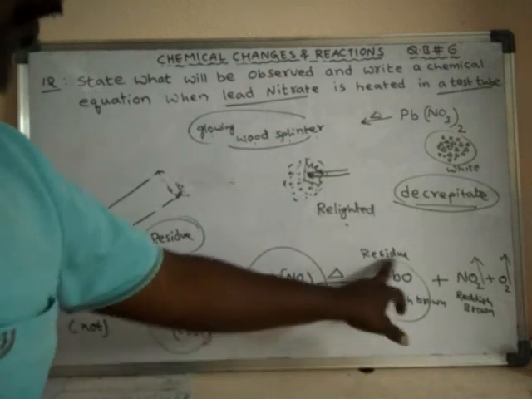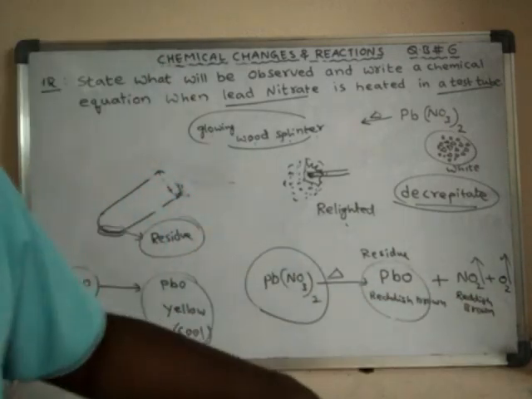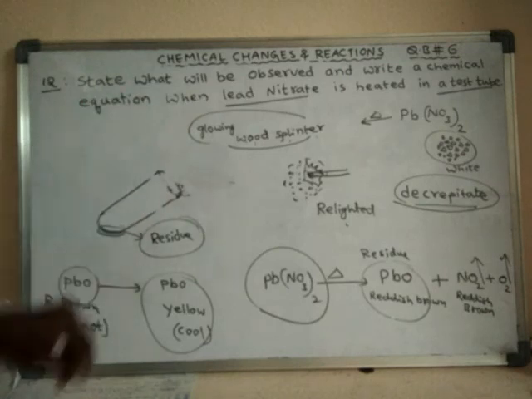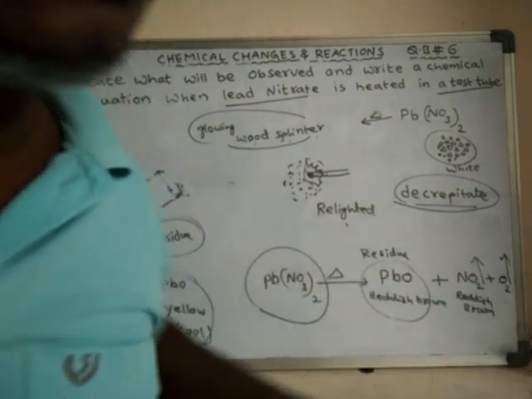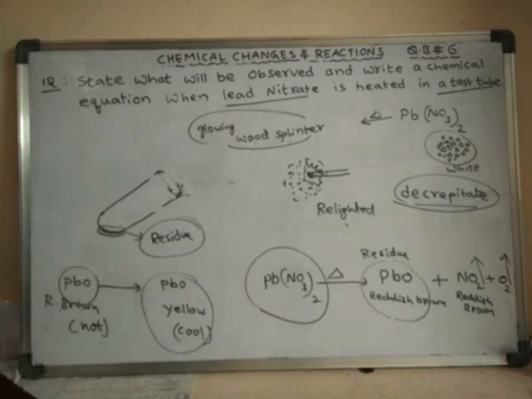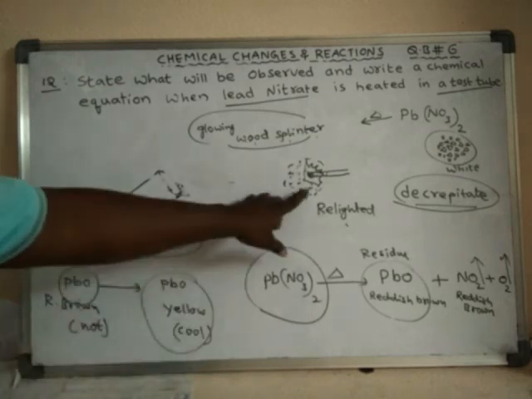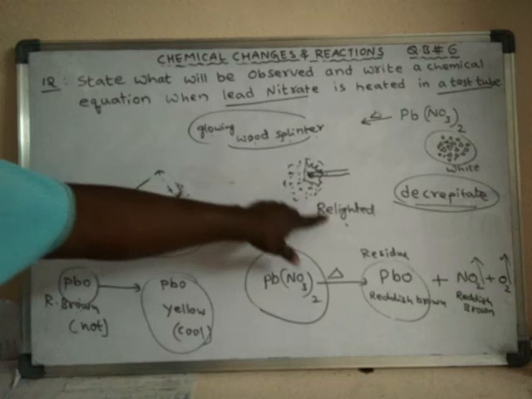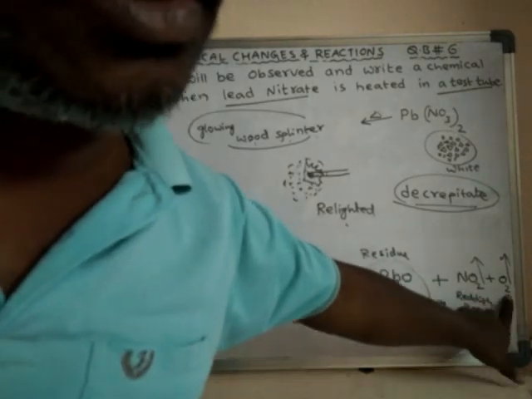Along with the formation of this substance, two gases are evolved. So we can observe the evolution of the gases. One gas is reddish brown colored gas, and another gas is oxygen gas, which is colorless. Oxygen gas we cannot identify in the test tube, but if you bring a glowing wood splinter into this test tube, it will relight. So from this it is understood that oxygen gas is also evolved during this reaction.